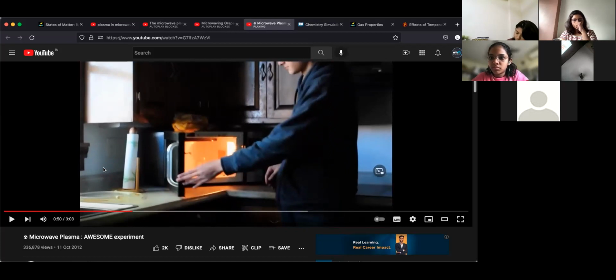So what they're doing is they're trying to simulate the condition under the sun. So they're already heating up a gas by putting a flame inside. And when they switch on the microwave, that microwave radiation itself has extra energy. So that's how they're trying to create plasma inside here.